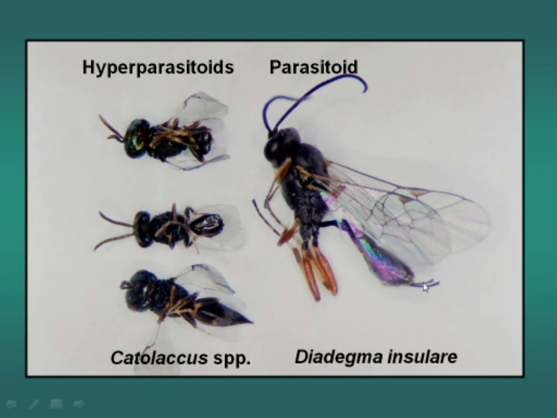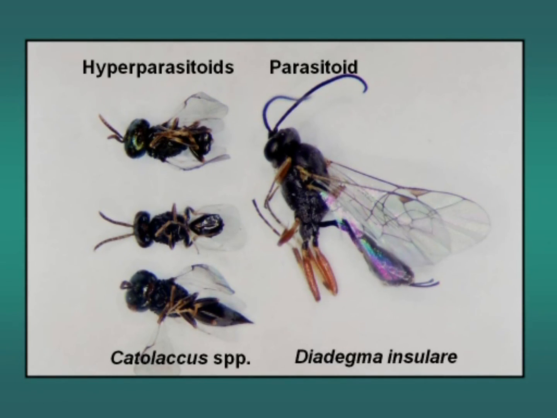This is a female with her ovipositor. But in some cases, we never got Diadigma at all. We got these tiny little wasps that were a species of Catalochus. When we investigated further, these are actually parasitoids of Diadigma. So the Catalochus is a parasitoid of a parasitoid, or we call it a hyperparasitoid.